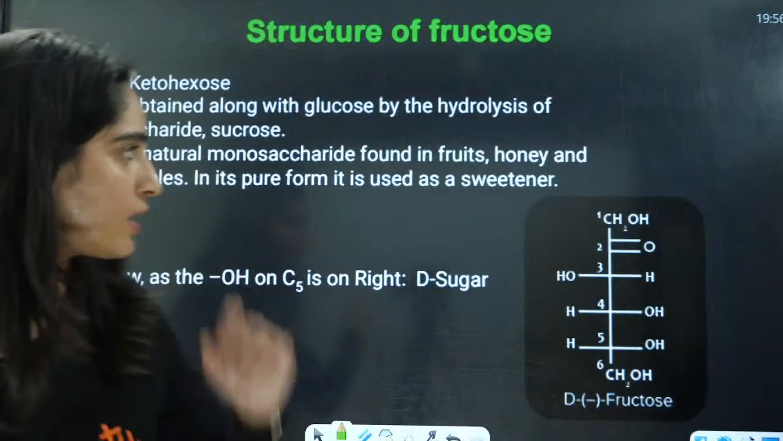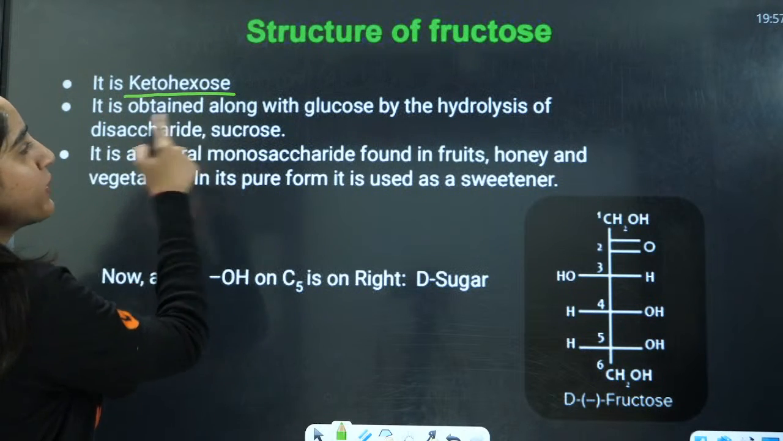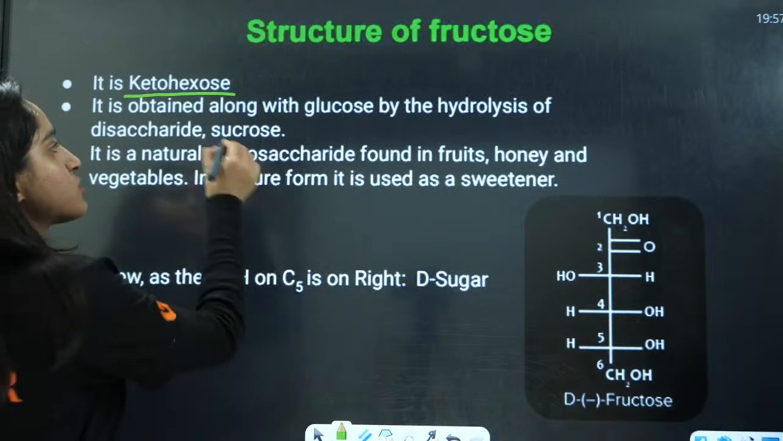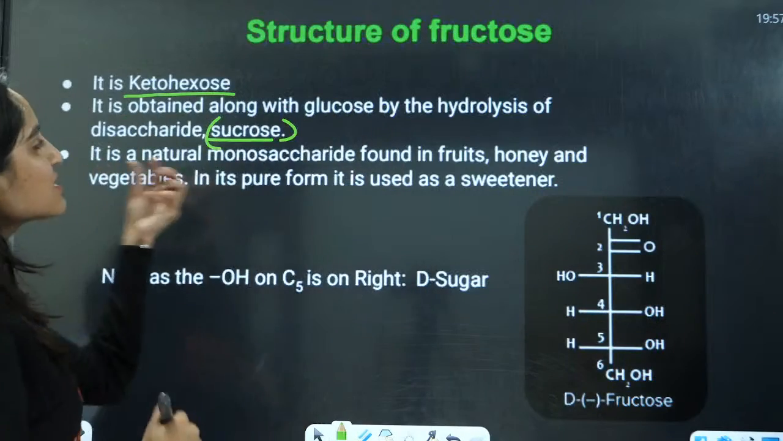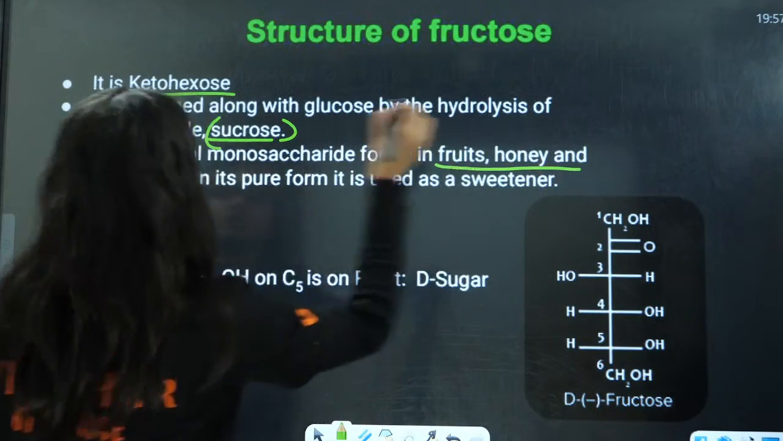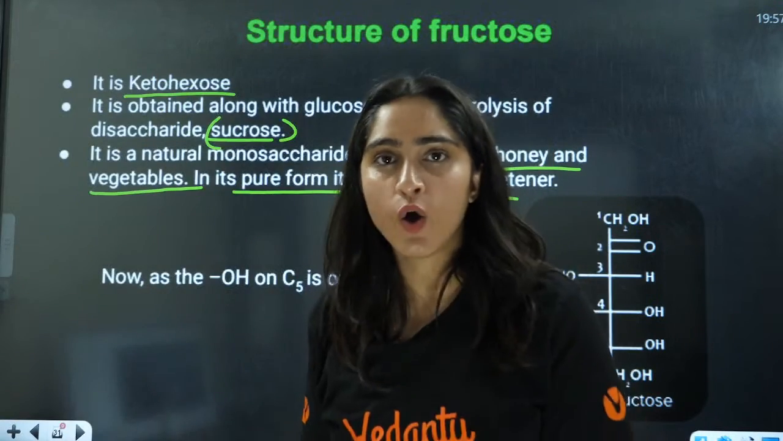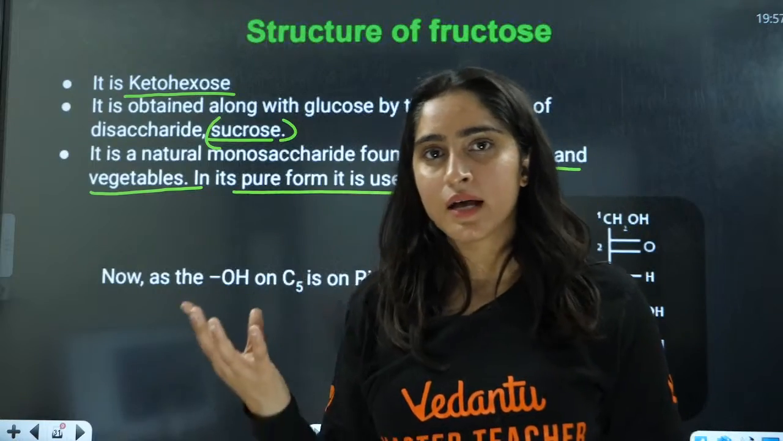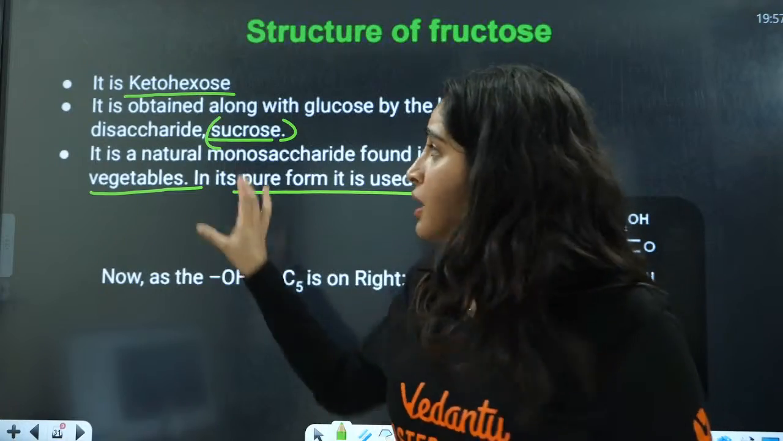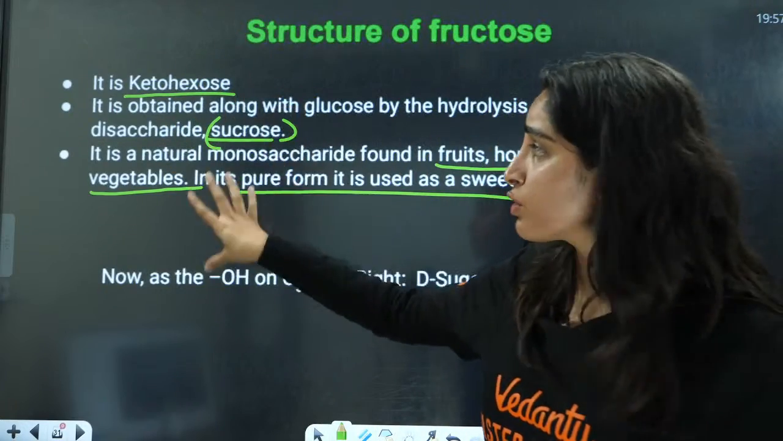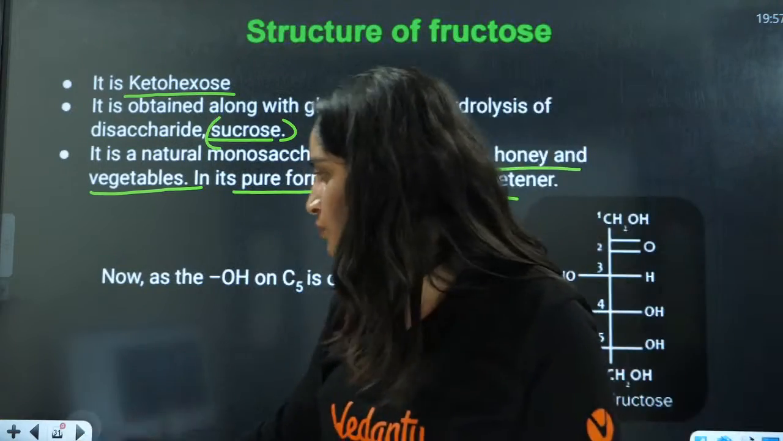Now let us see this. What does this mean? This is a ketohexose. It has a ketonic group. It is obtained along with glucose on hydrolysis of sucrose. It gives 2 units, that is fructose and glucose. It is a natural monosaccharide found in fruits, honey, vegetables. In pure form it is used as a sweetener. Glucose is something that gives us energy. Fructose is a very natural thing that we get from fruits and vegetables.